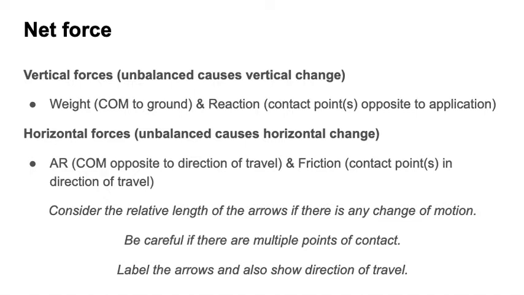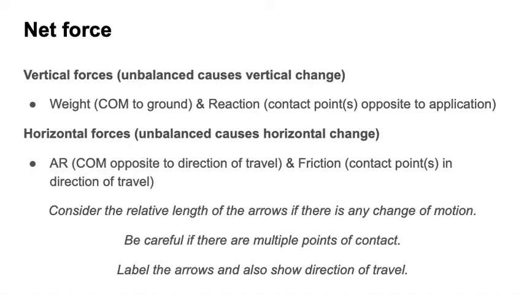So in terms of your arrows, for the weight force, we must label it the weight arrow. So put a W on there somewhere, and it goes from the centre of mass to where the ground is, because obviously that's where the force is applied to. The reaction force comes from the point or points of contact, so there might be 2. If you're doing a handstand, there might be 2, and it goes opposite to the application. So as the weight's coming down, the reaction force will come back up.